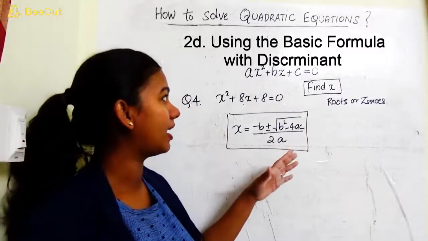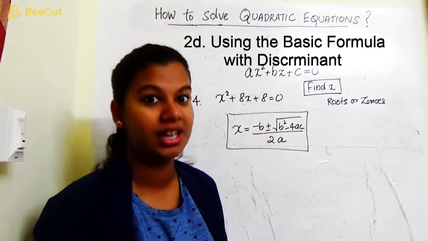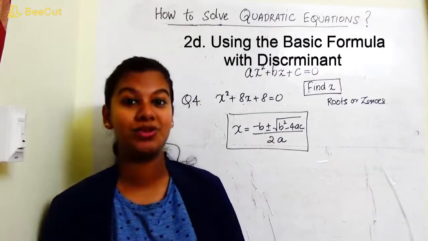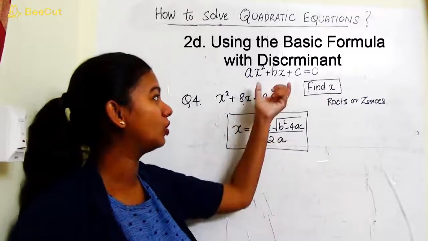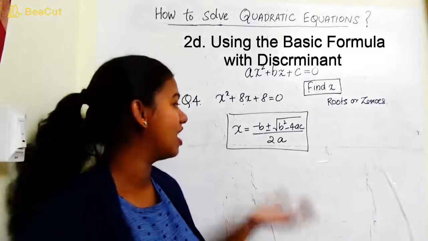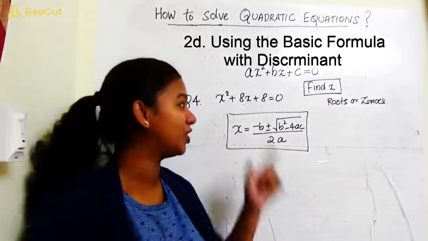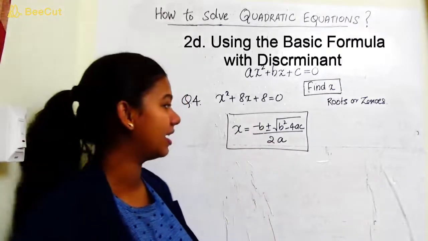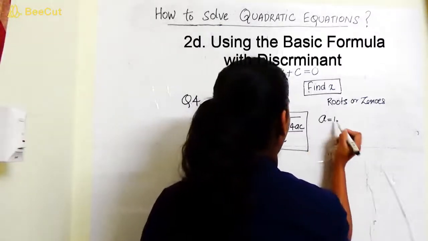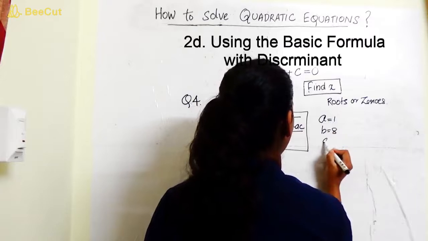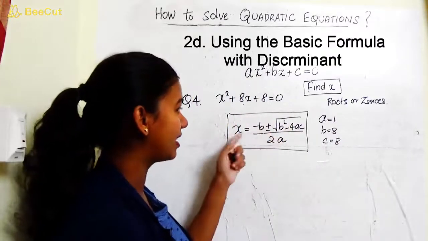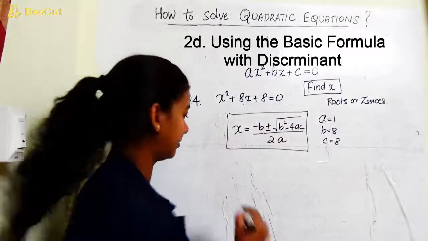So any quadratic equation, even though we can factorize it by using grouping or by using the identity, on those quadratic equations also we can use this formula. So let me use this formula and see what happens. Now let's see what is A, B and C. A equals 1, B equals 8, C equals 8, right? So I'll substitute these values and see what we get.